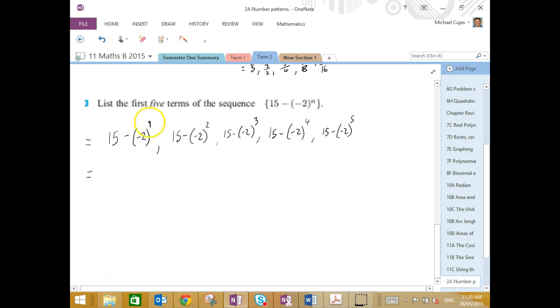So negative 2 to the power of 1 is negative 2, so that becomes 15 plus 2, 17. Negative 2 squared is 4, 15 minus 4, 11. Negative 2 cubed is negative 8, so it'll be 15 minus negative, which means 15 plus 8, 23. Negative 2 to the power of 4 is 16, 15 minus 16, negative 1. Negative 2 to the power of 5 is negative 32, so it's going to be 15 minus negative, which means 15 plus 32, 47, etc.